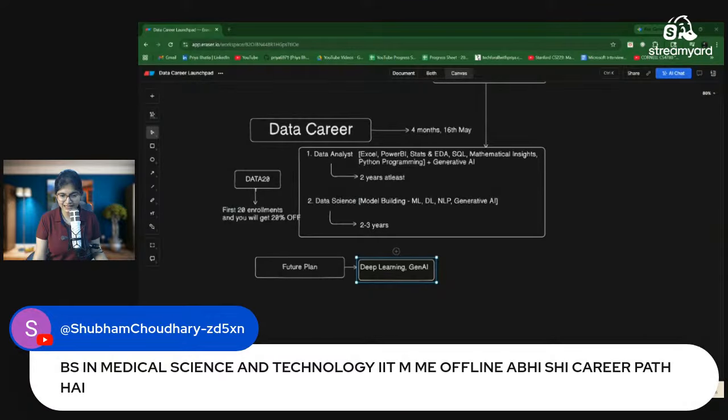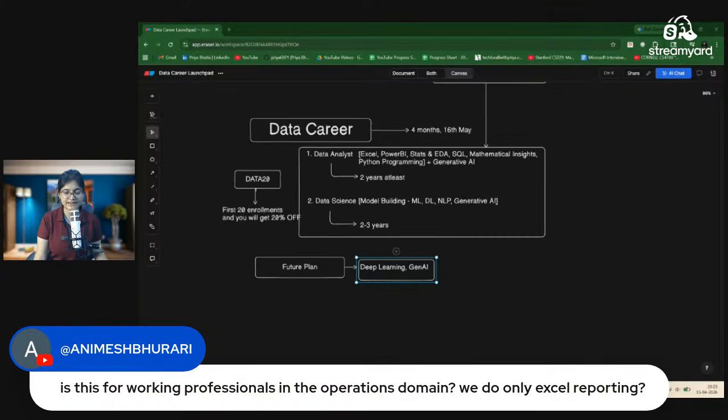BS in medical science and technology at IIT Madras offline, is it the right career path now? I'm not sure what they are covering in this medical science and technology field, so I cannot answer it right now. Maybe you can share your curriculum with me. Maybe you can mail me. You will find my email ID on LinkedIn, and then maybe I will help you out. From my perspective, at least I can tell you whether I feel it is good or bad.